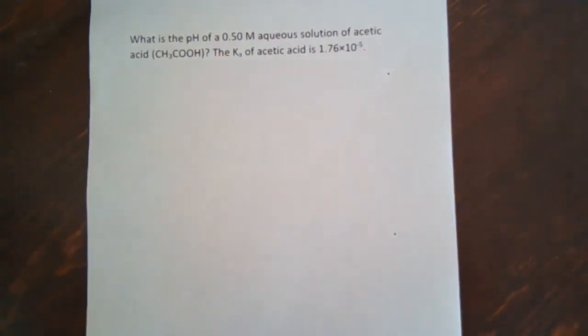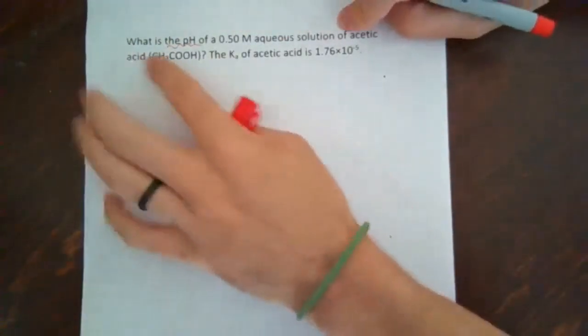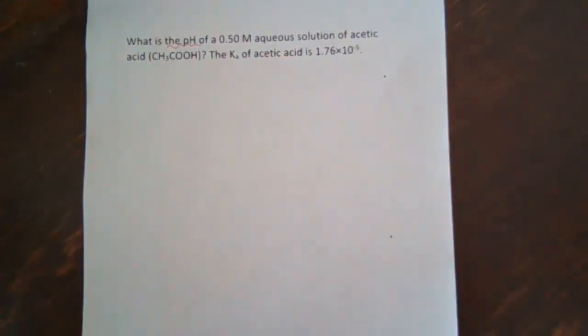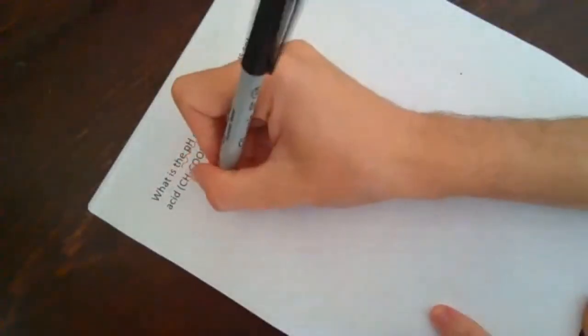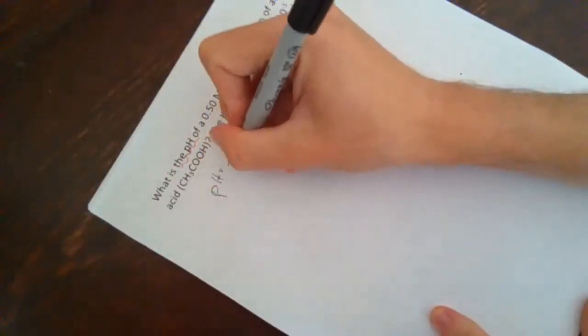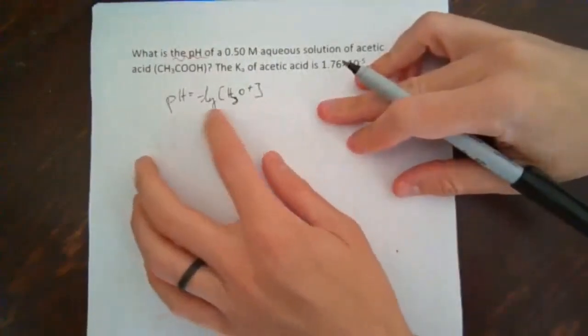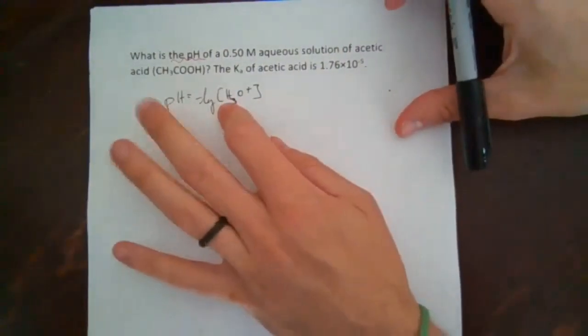All right, so we want to know what is the pH of a 0.5 molar aqueous solution of acetic acid, where the Ka of acetic acid is 1.76 times 10 to the negative fifth. So whenever we want pH, we know that really what we're after is the concentration of hydroniums, right? pH is the negative log of the concentration of hydroniums. So if we could get the concentration of hydroniums, we can plug that value in and calculate our pH.